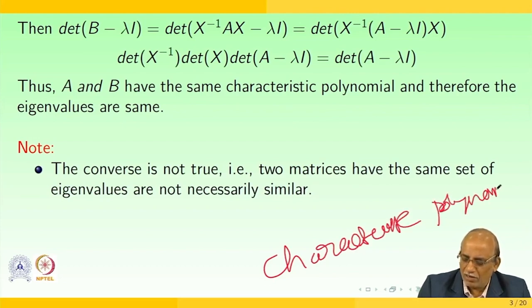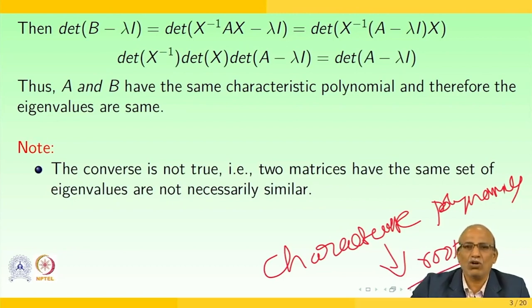The characteristic polynomial gives you the roots. Since the characteristic polynomial is the same, obviously the roots are going to be the same. So we are able to prove that two similar matrices have the same eigenvalues. Now, it is very interesting to ask about the converse. That is, the converse is actually not true.